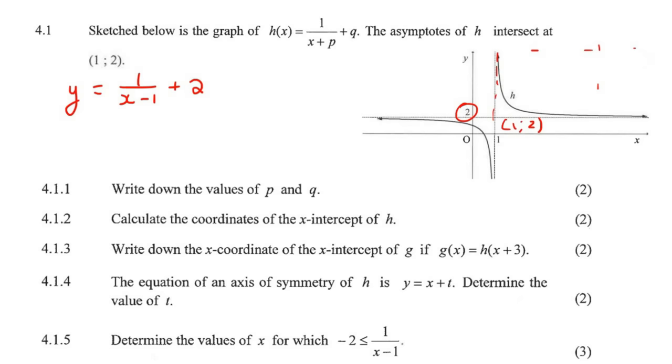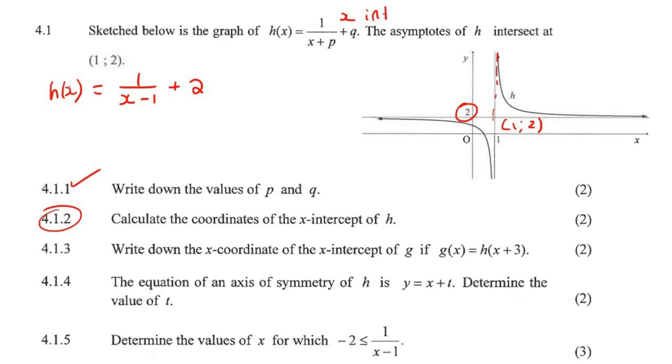Okay, next question. We've done this one. This one says, calculate the coordinates of the x-intercept of the graph. So the x-intercept, what do we do? Or this should actually be h of x. To find the x-intercept, we make the y equal to 0.